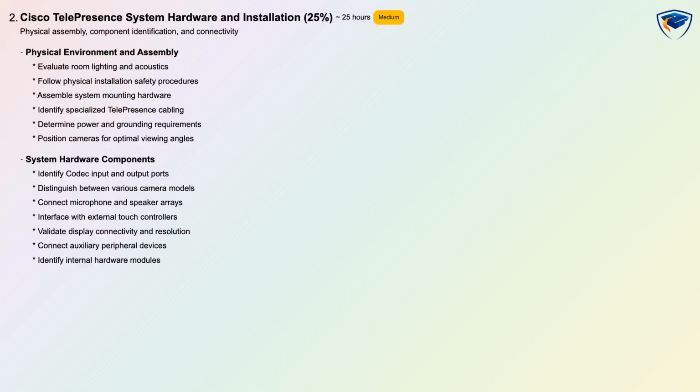In the software maintenance and upgrades topic, you'll learn how to verify software version compatibility, identify appropriate software release notes, and monitor upgrade progress and status. This is crucial for ensuring the smooth operation of the telepresence system.